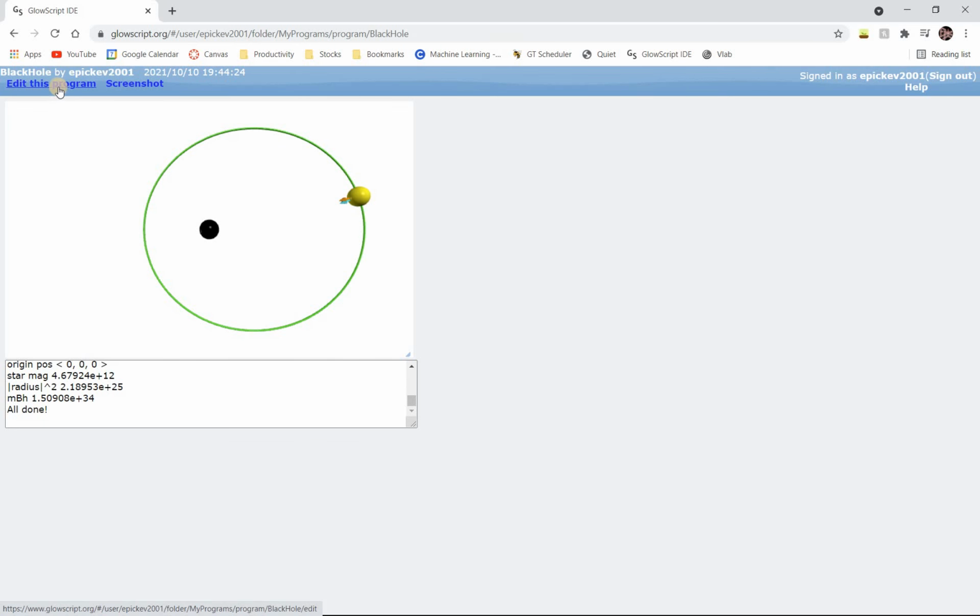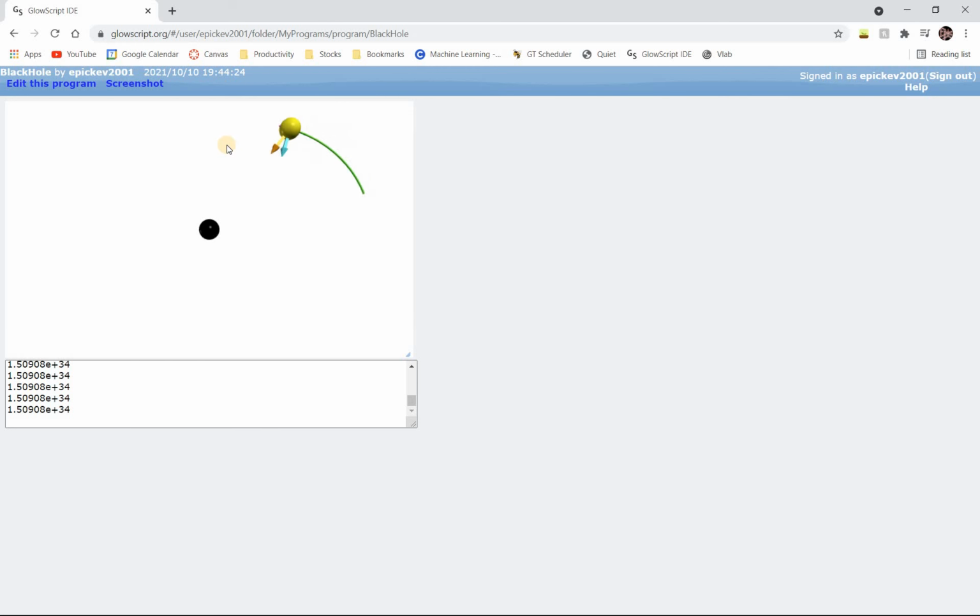And this is my simulation. As you can tell, as it gets closer towards the black hole, the magnitude of both parallel and perpendicular components is larger, since the force is stronger when it's closer, since the radius is smaller.